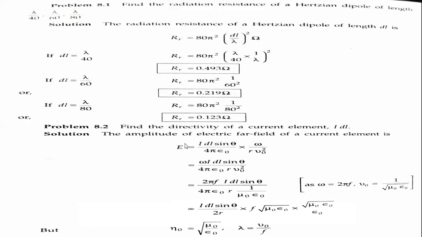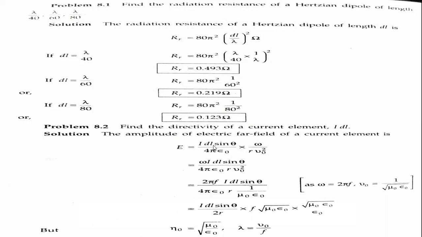So here in this case, how we can determine the directivity D, that we will see one by one. The amplitude of electric field for the current element is E equals, this is also a derived expression, so don't bother here, simply note down these formulas. E equals I into dl sine theta divided by 4 pi epsilon 0 into omega divided by r v0 squared. This is nothing but the expression of the electric field intensity for finding the directivity.